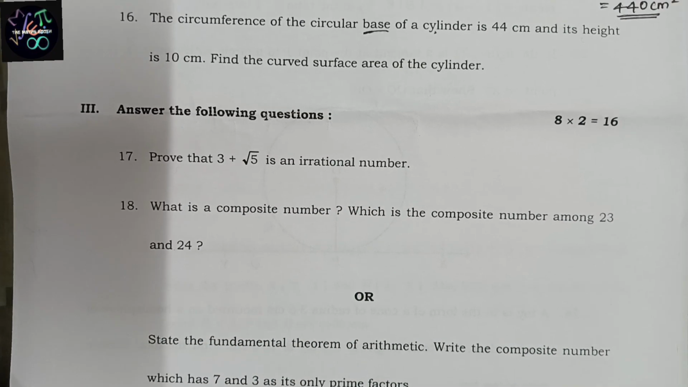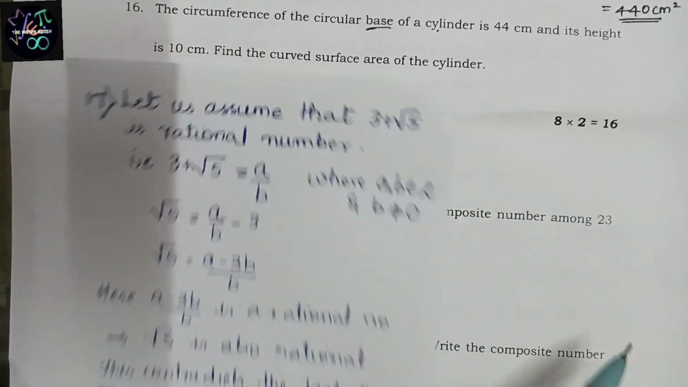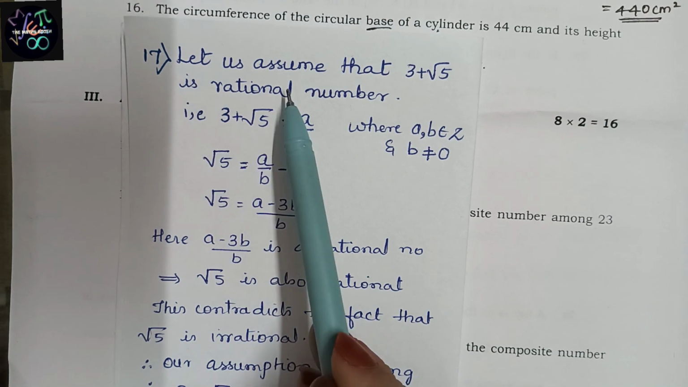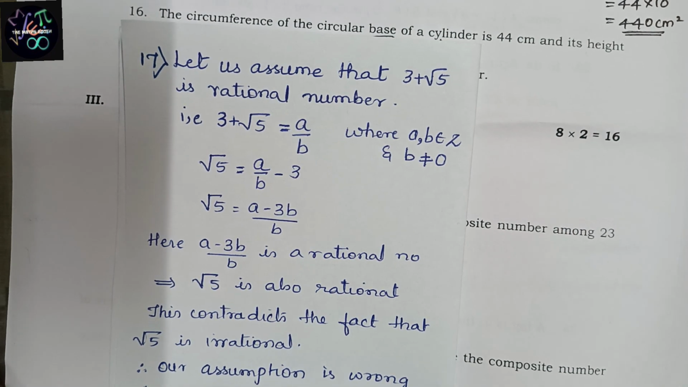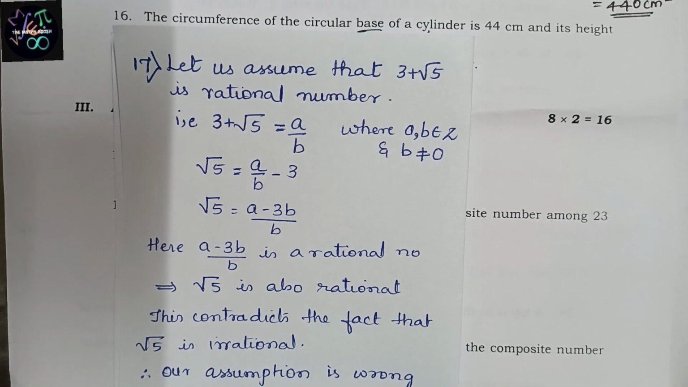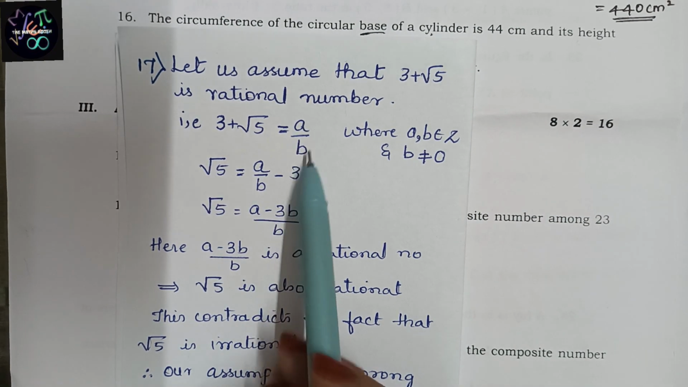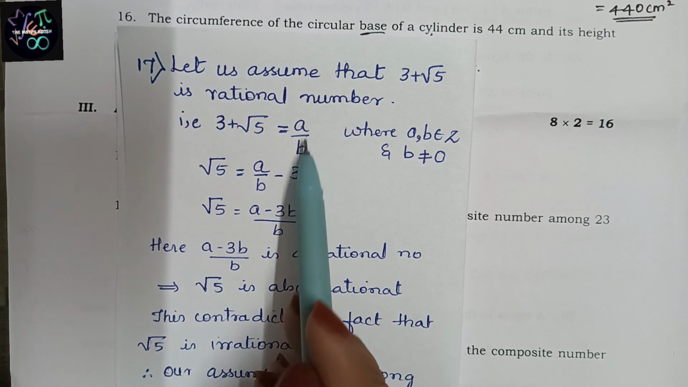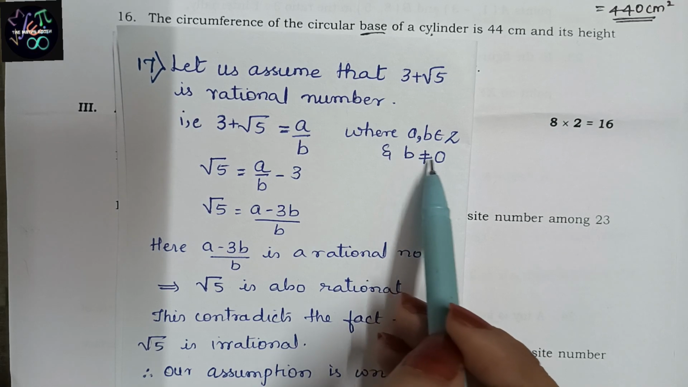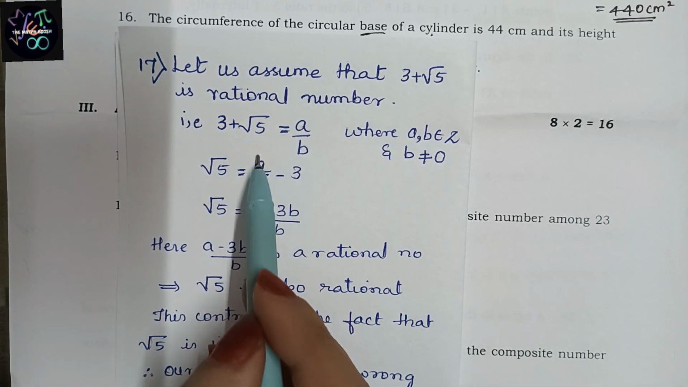So how will we prove it? Let us see. I have already solved it here. Let us assume that 3 plus root 5 is a rational number. To prove it is irrational, we have to assume that it is a rational number. That is, 3 plus root 5 is equal to a by b. Here in place of a by b, we can also take p by q, where a and b belong to Z, that is integers, and b should not be equal to 0.